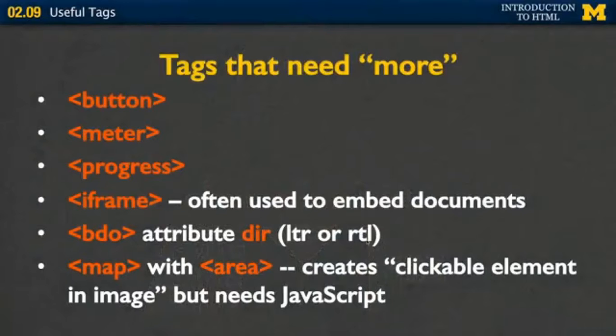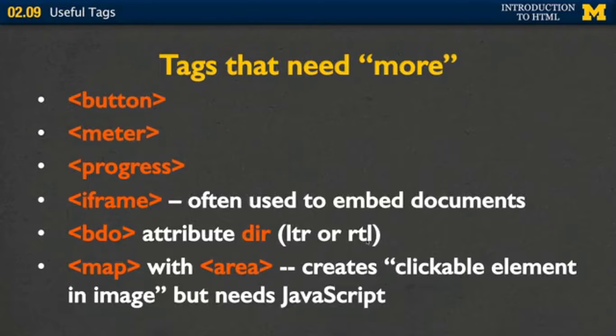So I've given you the general block tags and the general inline tags that people use. And there are other tags that people use quite often that you may see when you're looking at their pages. The issue with these tags is that they need more. It's really weird to use these tags unless you're also incorporating them with JavaScript or some other elements that you probably don't know a lot about yet. So these include the button, the meter, progress, iframe, BDO, which stands for bidirectional orientation, and then the map element along with area. Now, people really like these, but they tend to need JavaScript.